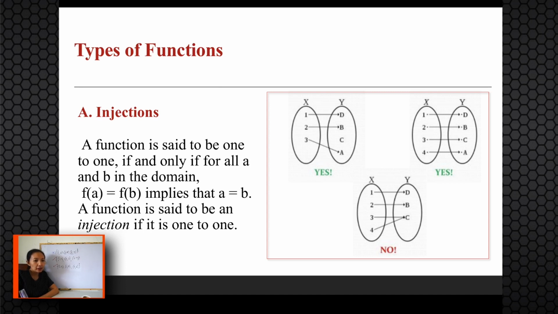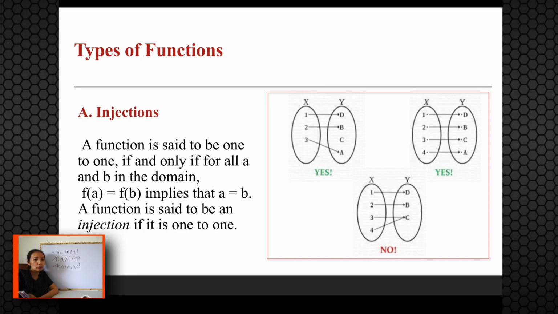If and only if, for all a and b in the domain, for all, take note of that. For all a and b in the domain, f of a is equal to f of b if and only if a is equal to b. A function is said to be an injection, or one-to-one. So, when is it an injection? If the function is one-to-one.